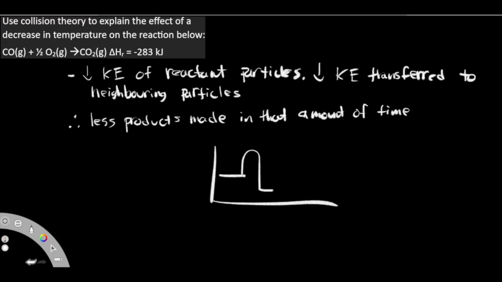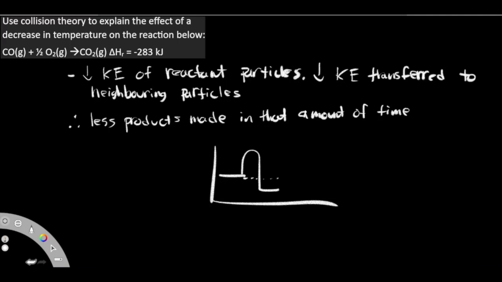Okay, so let's say this is our activated complex. If you don't have a lot of kinetic energy here, or it is being transferred to its neighboring particles, these reactants won't be excited enough to hit this activated complex. And if there's less of them hitting this, there's going to be less of these products being formed in that specific amount of time. Now, it's not going to change the delta H, okay?